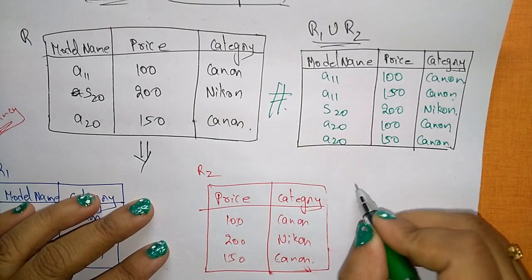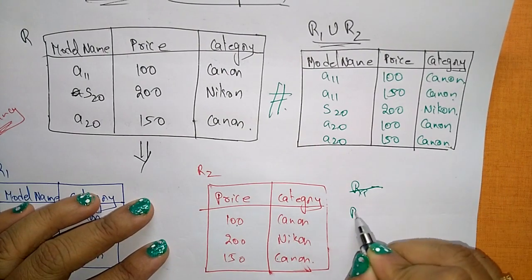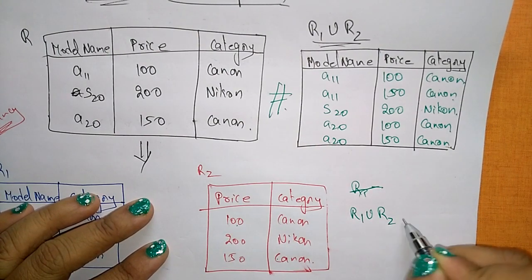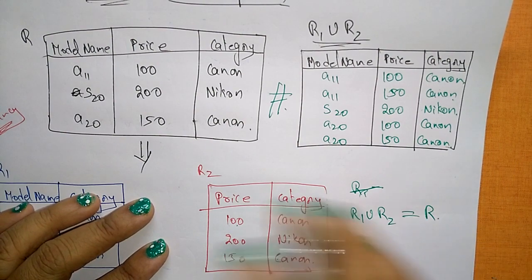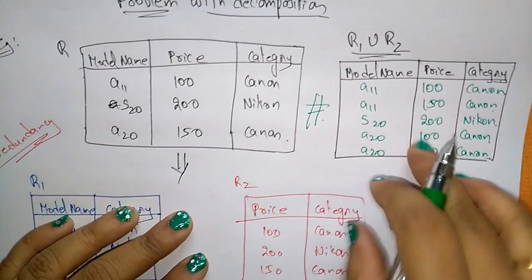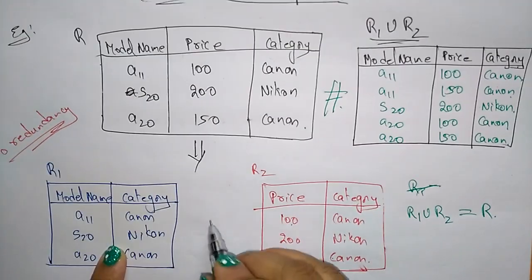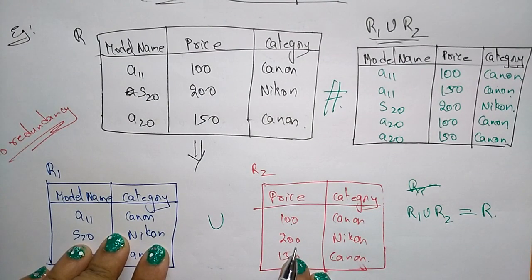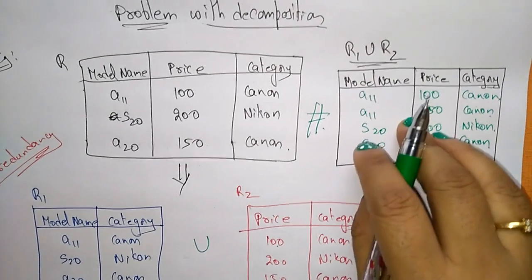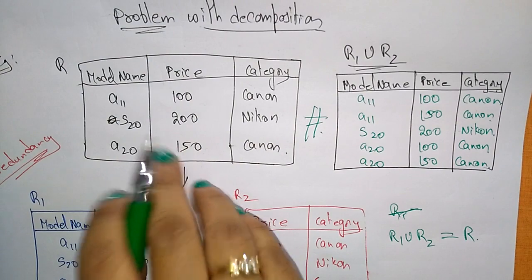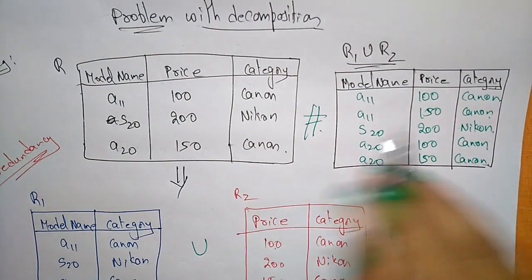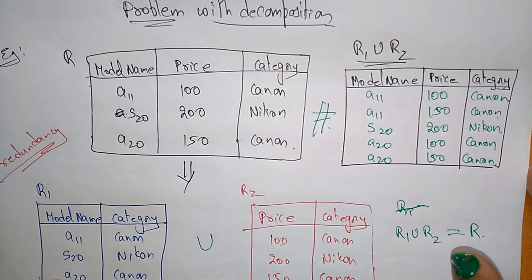Whenever we reconstruct, R1 union R2, we have to get the main relation, the main table. But here, after doing the union operation on these two relations, the new table that I got is not equal to the old table, that is the main table. So this is a problem with decomposition.